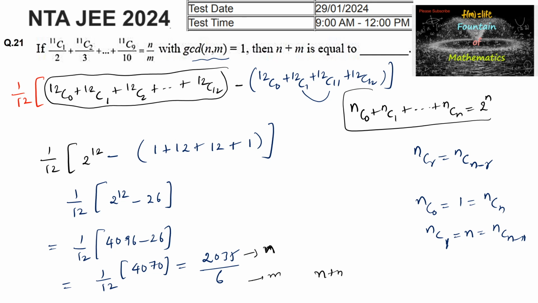So the value of n + m is equal to 2035 + 6, which is equal to 2041. So 2041 is the answer.